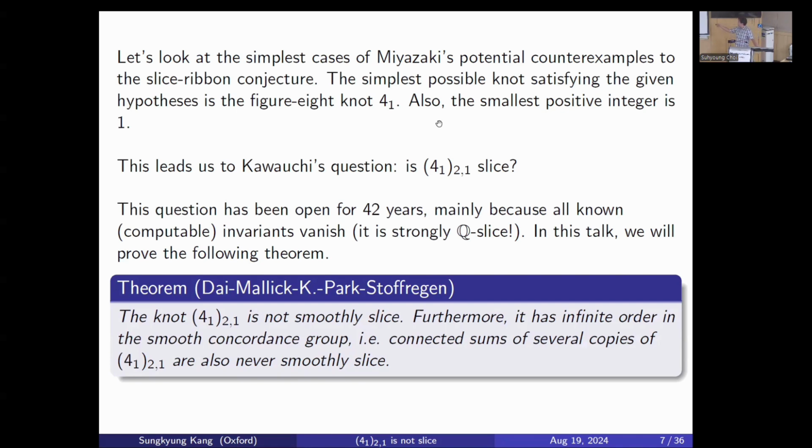But in this talk, I will show you a very rough sketch of how our theorem was proven in 2022. What we proved is that this is not slice. Furthermore, you can say a little bit more: it has infinite order in the smooth knot concordance group. What that means is that if you take the connected sum of several copies of this, it is not going to be smoothly slice.